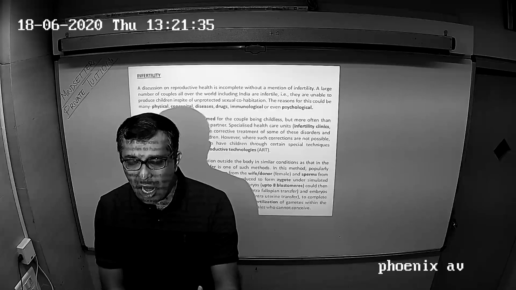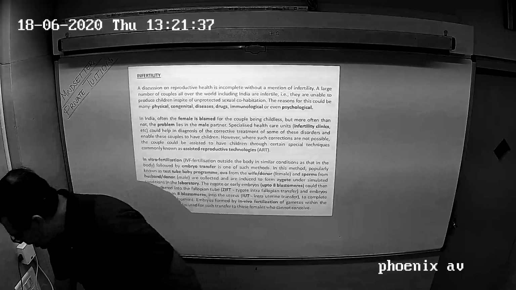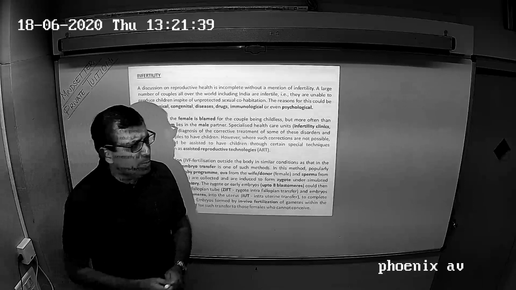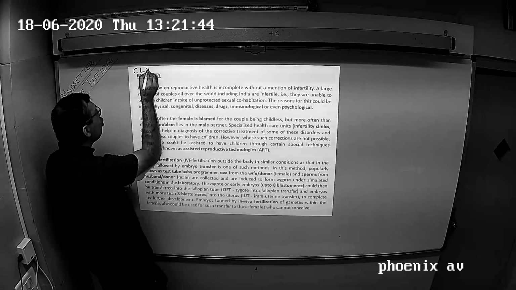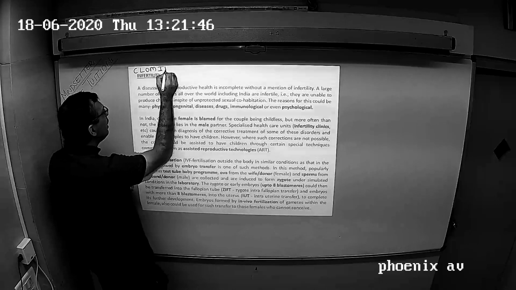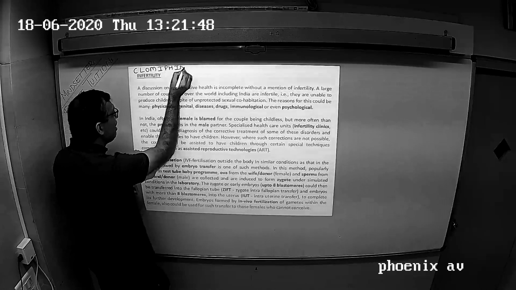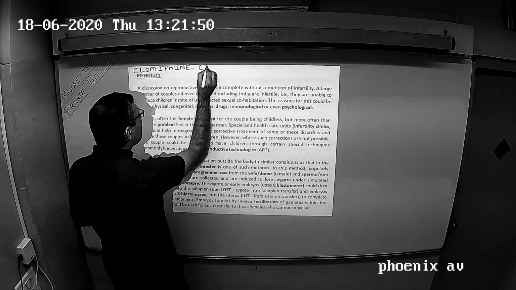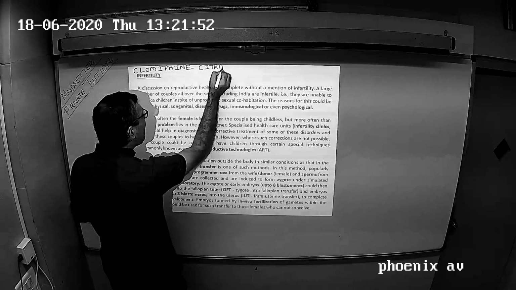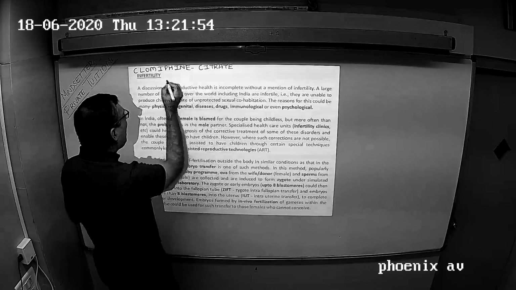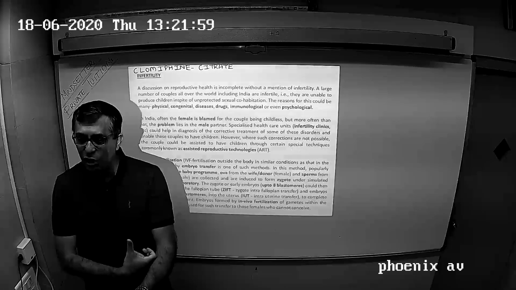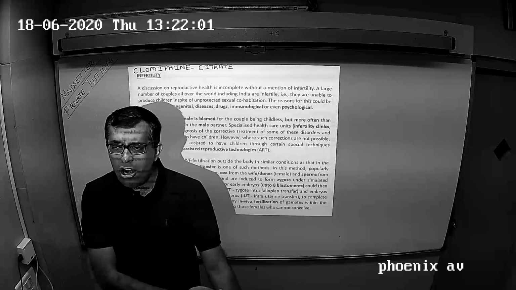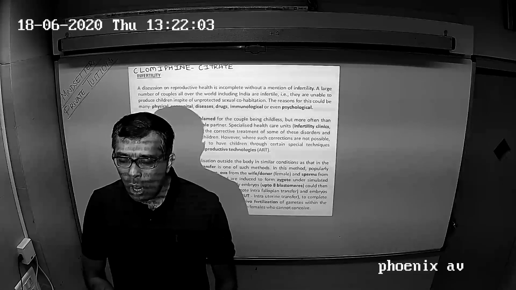FSH and LH injections are given, and not given in your books, but you may remember a medicine called clomiphene citrate. Clomiphene citrate, a chemical, is given, and either clomiphene citrate or FSH LH injection is given. What will FSH LH do?